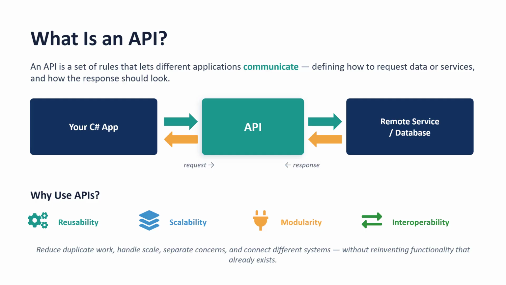Modularity is where our application can be built as separate independent pieces that talk to different APIs and makes the whole system easier to maintain. And then the idea of interoperability. APIs let completely different platforms and technologies communicate, even if one is written in C#, the other in Python, and the other in Java. So the takeaway here is that APIs let us stand on the shoulders, essentially, of existing software instead of rebuilding everything from scratch.